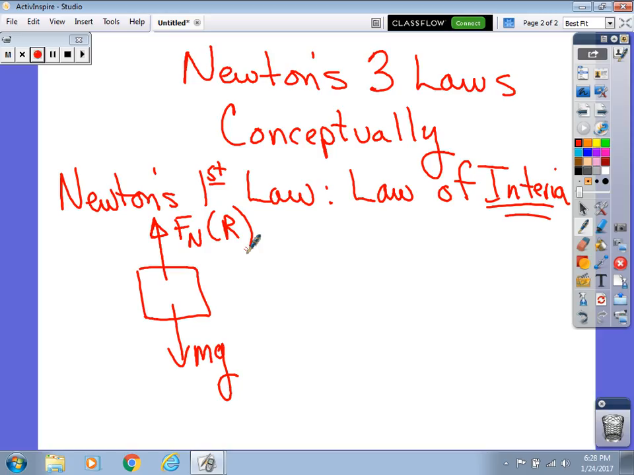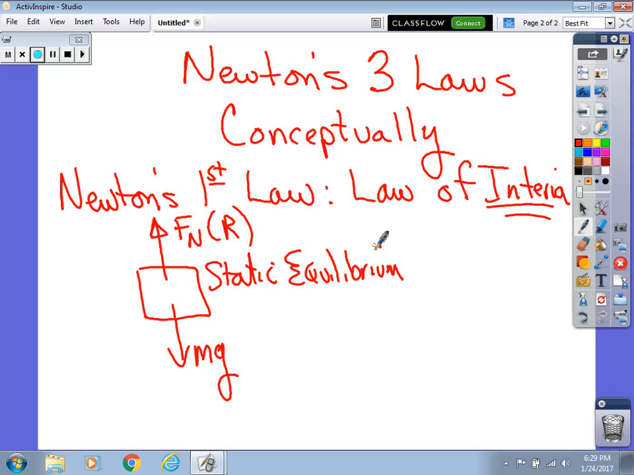If something is in static equilibrium, then that means the net force is zero. That means up is equal to down. There's nobody winning the tug of war, and this thing will remain there as long as those forces are balanced. Granted, it's not moving, but it's in an equilibrium. The law of inertia said that's going to continue to be true unless there's an unbalanced force.